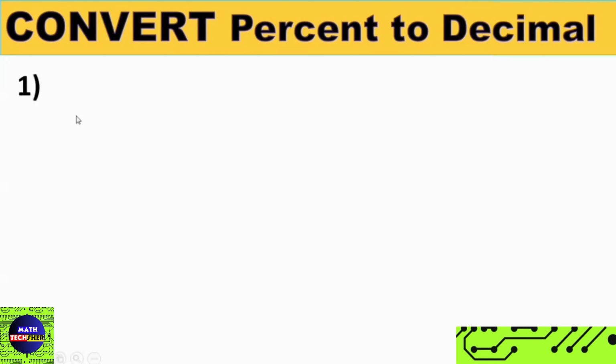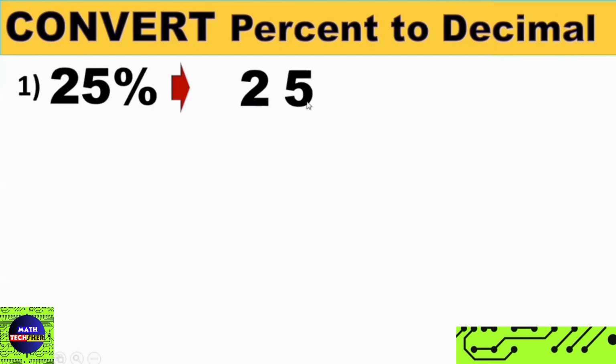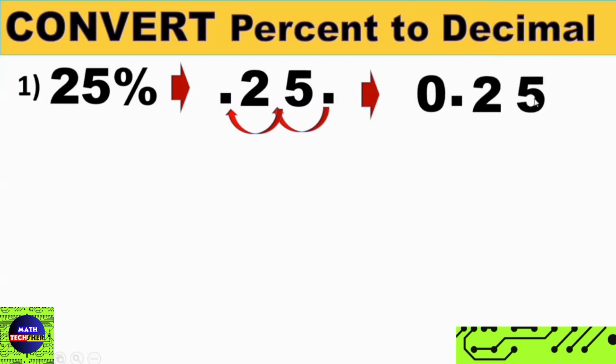Okay, so let's have another example. Number 1, 25%. Then now eliminate the percent sign. Then from the point, count two places going to the left, 1 and 2. So add point to the left side and then add 0. Then now we have 0.25. So 25% is equivalent to 0.25.